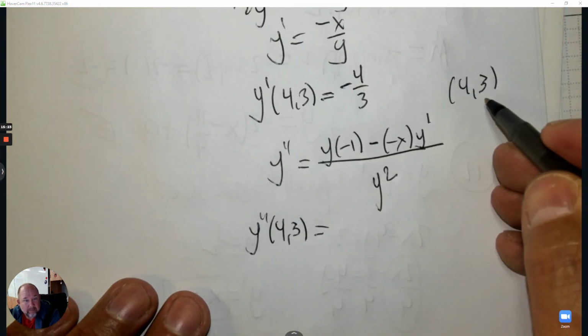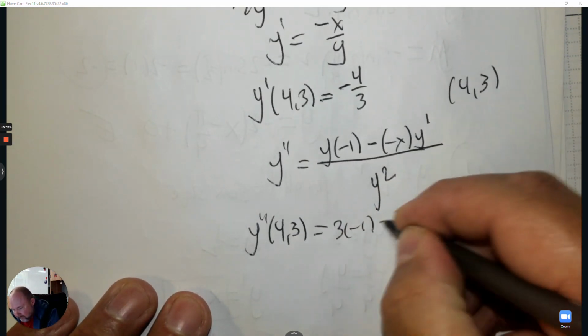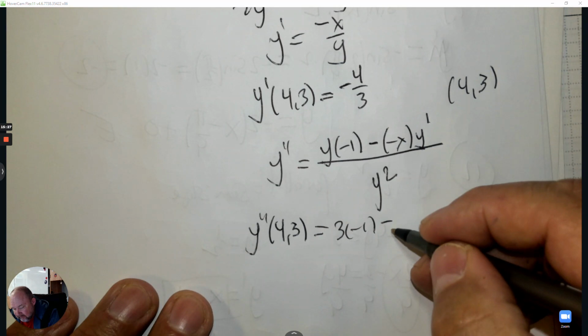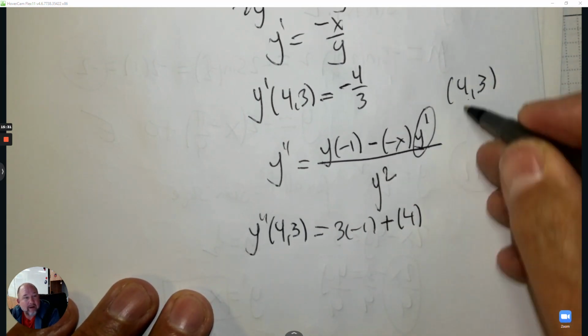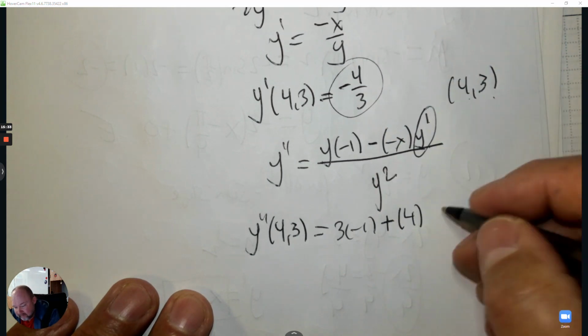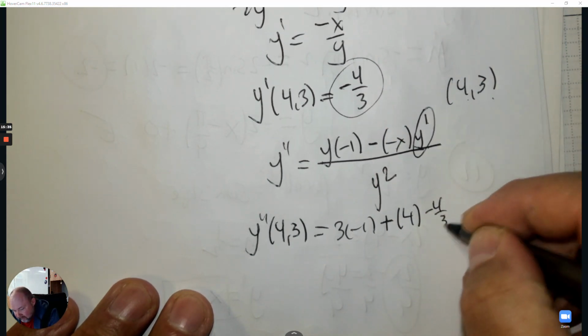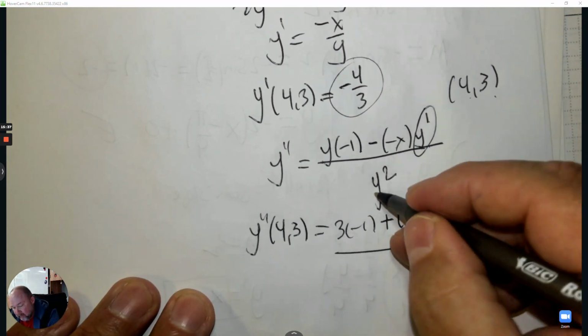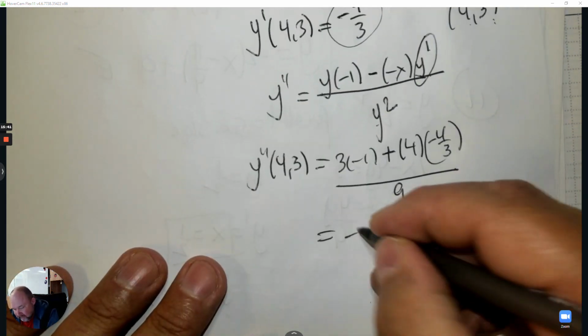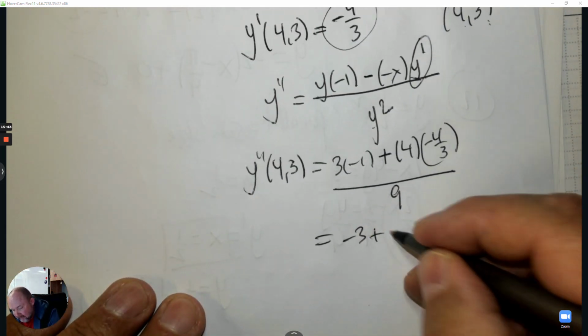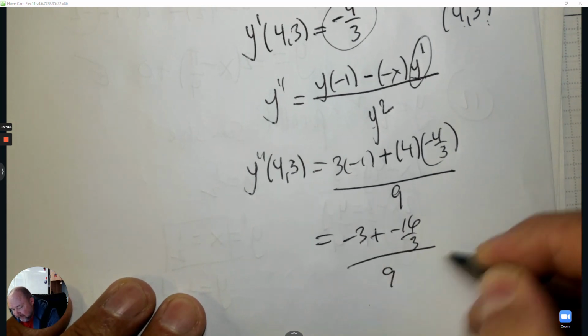So where there's a y, plug in 3. A negative times a negative is positive. X is 4. Here, what's y prime at 4? That's where this comes in. That's negative 4 over 3. And then y squared, 3 squared is 9. So let's see how far I get on this. Negative 3, negative 16 over 3, over 9.